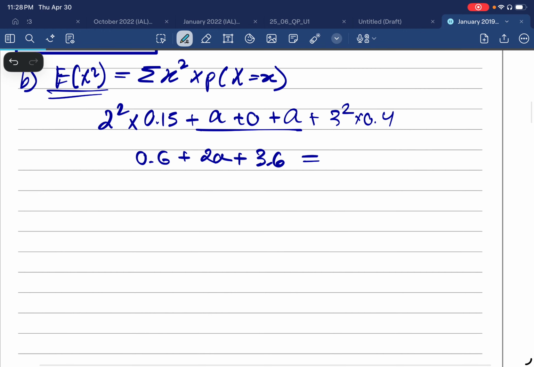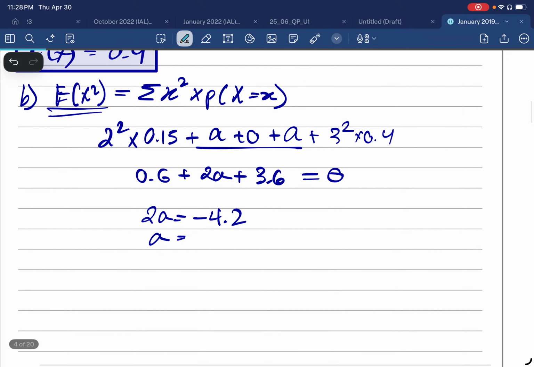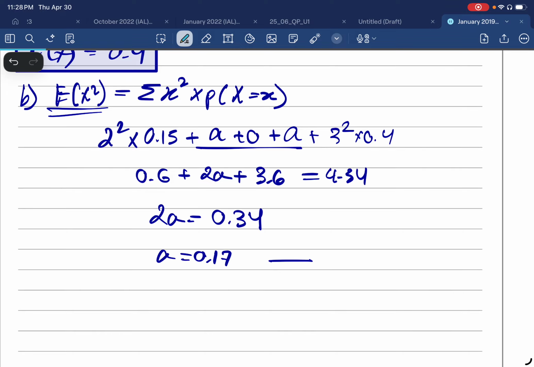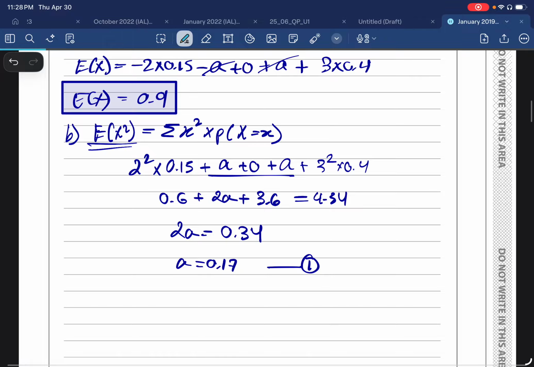This is one of the equations. Okay, we're not done yet. 0.6 plus 3.6 is 4.2, and then you have 4.54 minus your answer, so 2a is equal to 0.34. Divided by 2, you're left with a is equal to 0.17. Now that's, well, you could say that's one of your equations, but you got your answer.